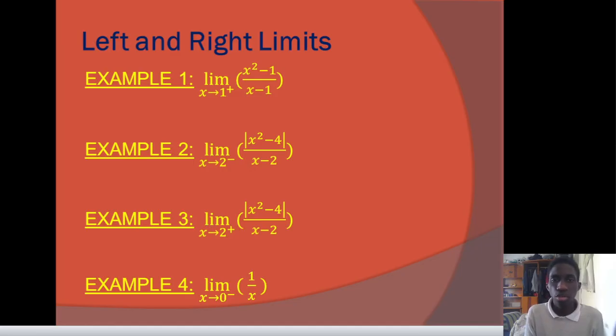Example 3 is the same problem, but this time around it's from the right. I want to show us something here. That's why I'm solving the same problem twice, but with different one-sided limits, because there's something I want to show us. So very quickly we'll be solving the same problem, but this time around it will be from the right.